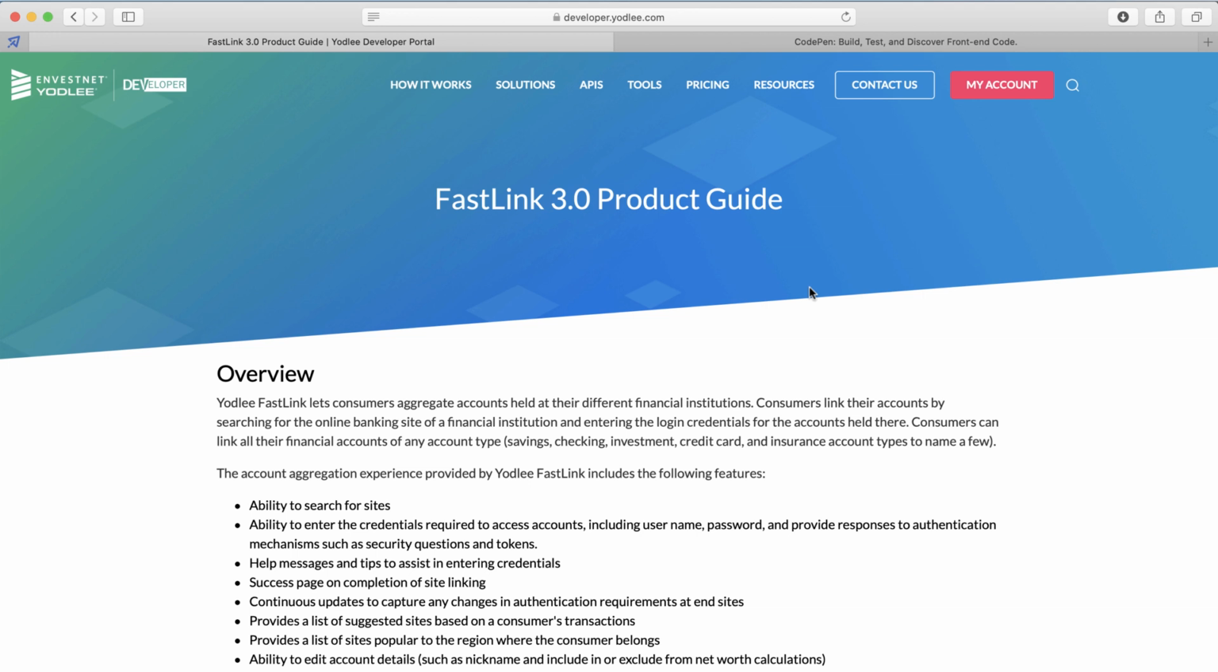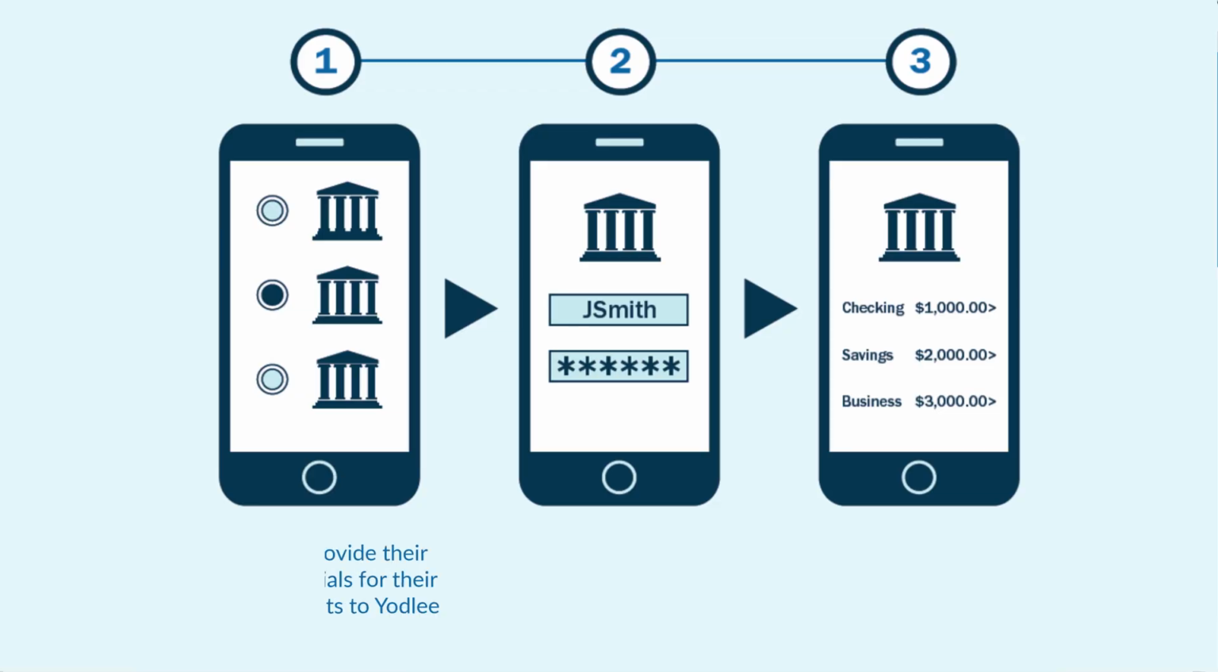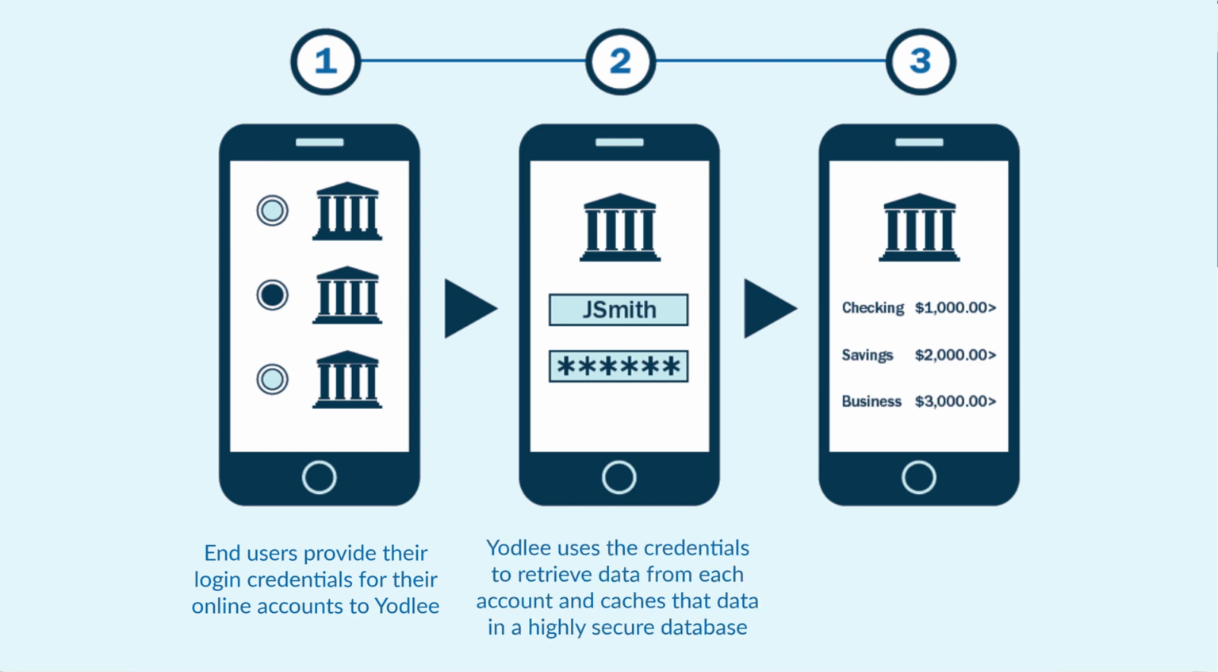At a high level, FastLink is a drop-in module that allows users to securely link their financial accounts to their profile in your app. It works something like this. First, the user selects a bank or financial institution. Then they verify their credentials. Then they're done. That's about it.